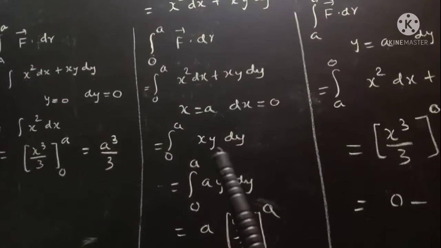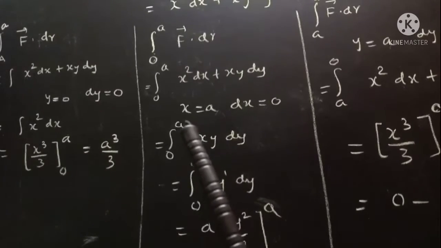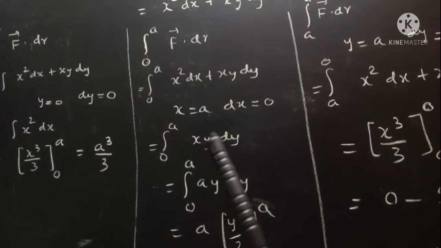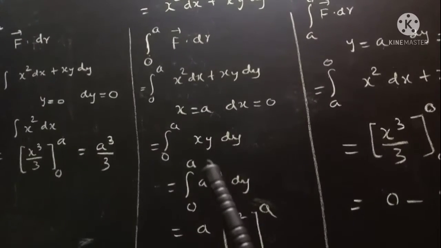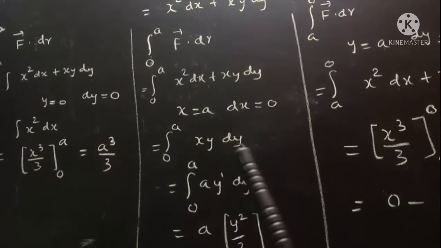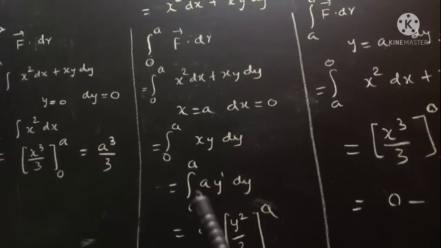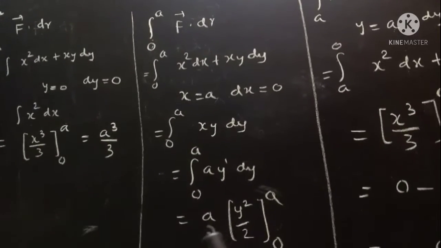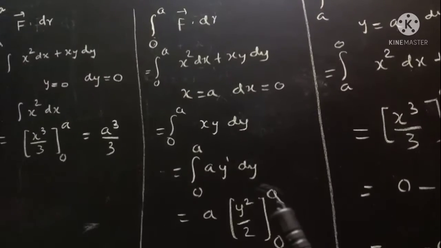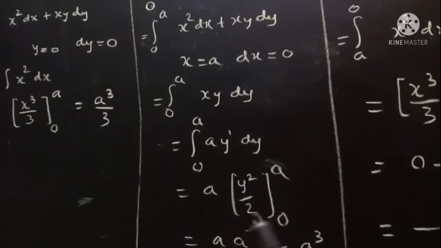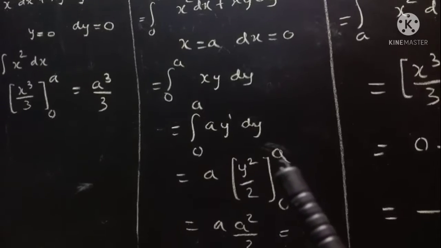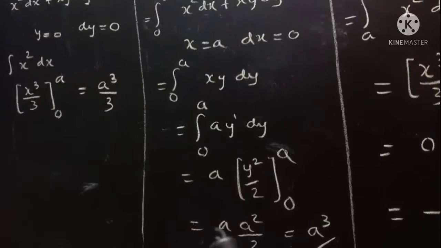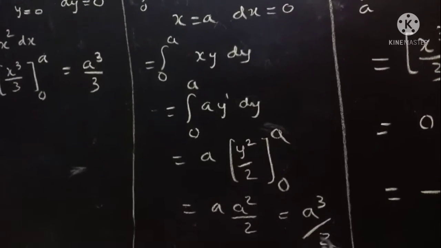Remaining is xy dy, with lower limit 0 and upper limit a. Now we substitute x is equal to a: the integral from 0 to a of a y dy. A is constant, the integral of y dy is y square by 2, limit 0 to a. Put y is equal to a: a square by 2. So a into a square by 2 equals a cube by 2.